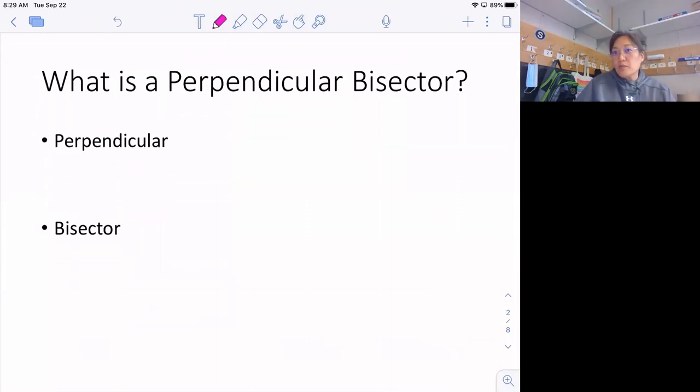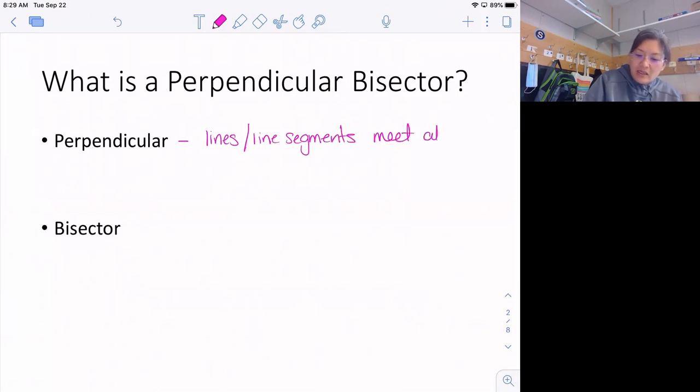Before we can define a perpendicular bisector, we should probably redefine the word perpendicular. Take a pause. What is perpendicular? You're right. Perpendicular means that lines or line segments or rays meet at 90-degree angles. And again, pause, take a second. What is a bisector? You are correct. Bisect means to cut in half.